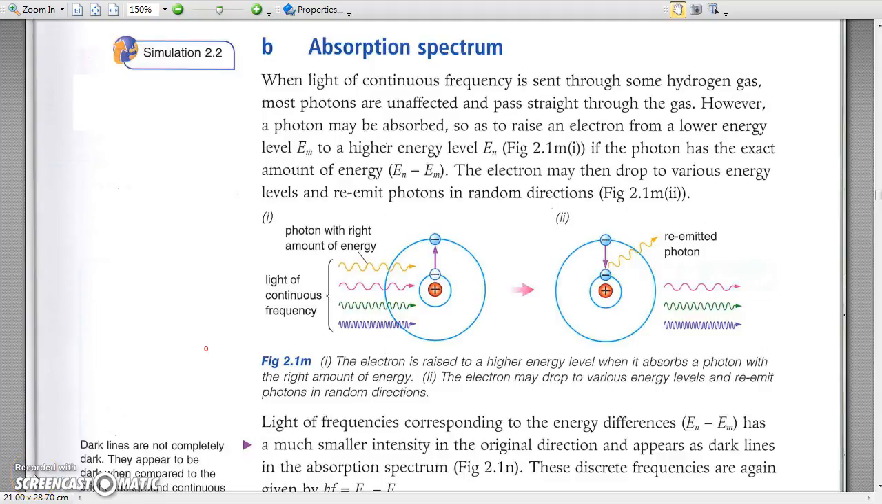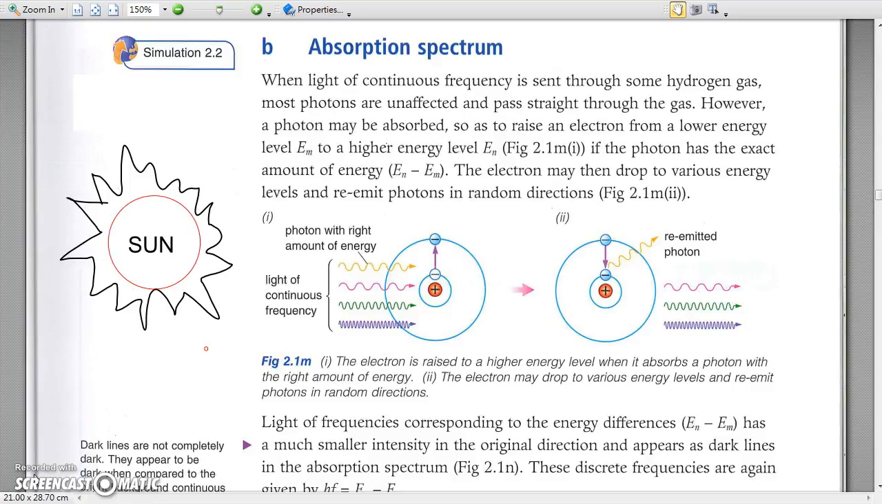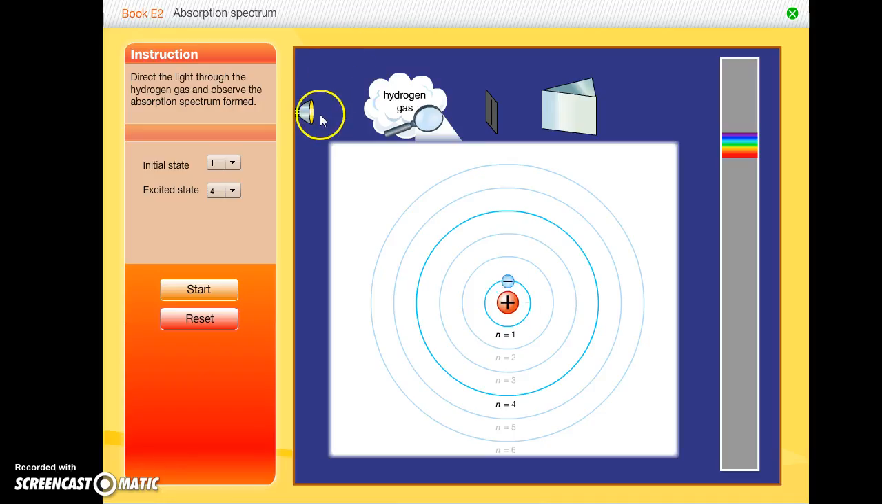Absorption spectrum. When relatively cold, low-density gas vapor is placed between a hot light source and the observer, the gas vapor absorbs some of the photons that pass through, producing an absorption spectrum. The situation is just like this diagram at the top. There is a source that produces a continuous spectrum, and then there is low-density gas such as hydrogen in between the light source and the observer on the other side.